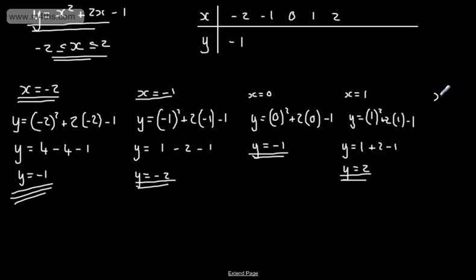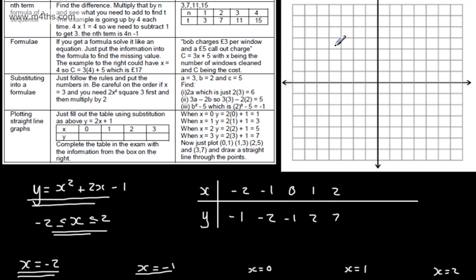When x is equal to 2, y will be equal to 2 squared plus 2 lots of 2, and then we're going to have minus 1. So y is going to be 2 squared, which is 4, plus 2 lots of 2, which is 4, minus 1. Y would be equal to 7. What we should have now are these points, and these are going to form a parabola. So minus 2, minus 1, 2, and 7. So let's go ahead and plot these on the graph.